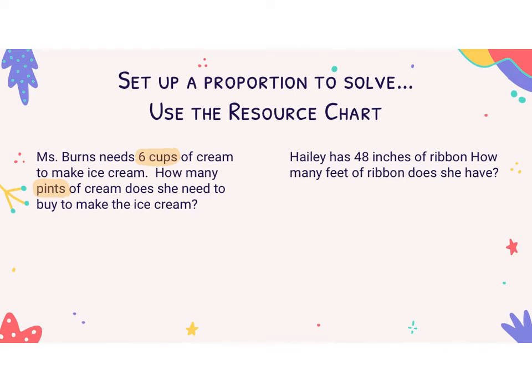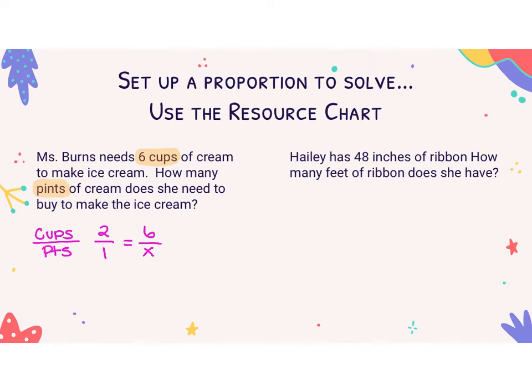So we are going to first write our unit fraction. We have cups and pints as our 2 units, and next we're going to set up a proportion. On our STAR resource chart, we see that 2 cups equals 1 pint. Then if Mrs. Burns needs 6 cups, we need to figure out how many pints that would be.